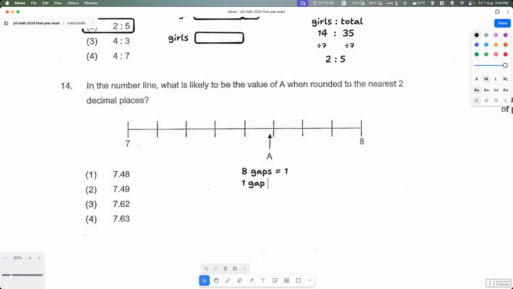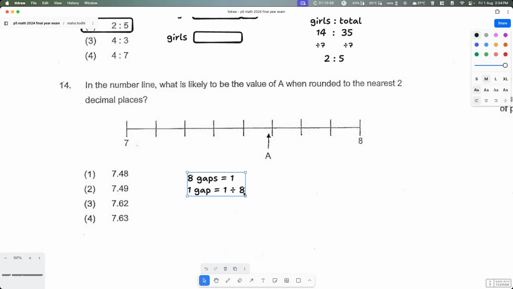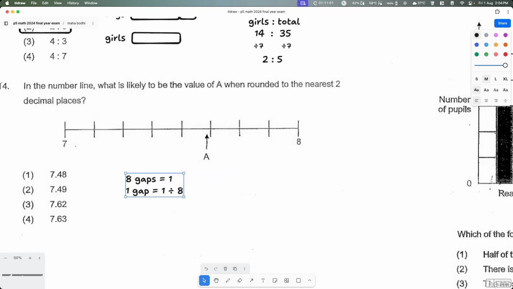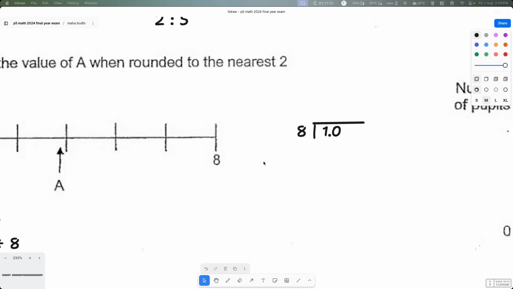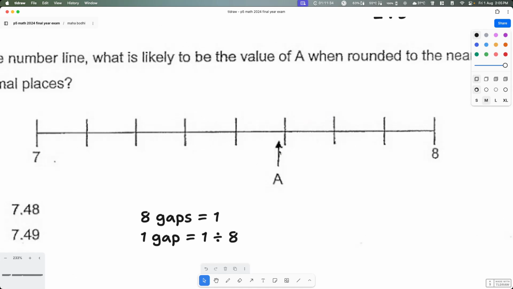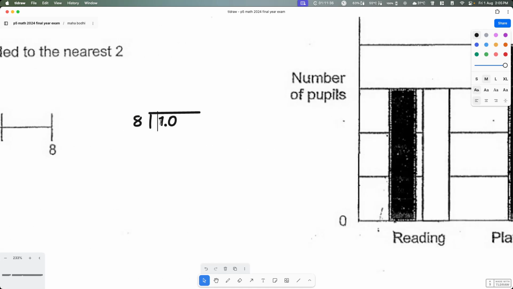So 1 gap is equal to 1 divided by 8 over here, right? I don't know whether you know what 1 divided by 8 is, but let me just do the workings over here. So you see there is 8 and 1.0 because we're going to have some decimal places. So we cannot have 1 minus 8, so we put 0 point. And then we can now use minus 8 for this 10 in this case. So 10 minus 8, this will give us 2, right?